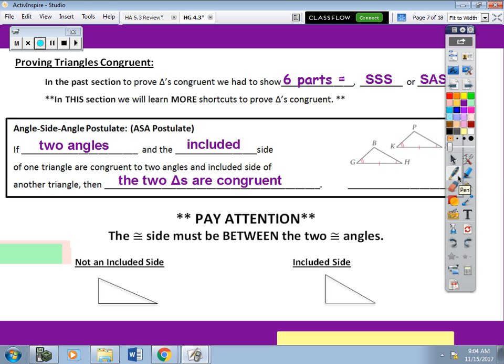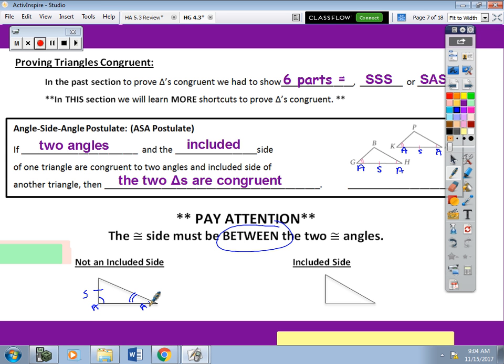And so you can look at the picture and see that we have an angle with 2 markings. We have a side with 1 marking, and we have another angle with 1 marking. And we can see that the side is included between the 2 angles. Okay. Let's see how I drew these. Down here, pay attention. The congruent side must be between. That's why it's called an included side. An example of not an included side would be side, angle, angle.